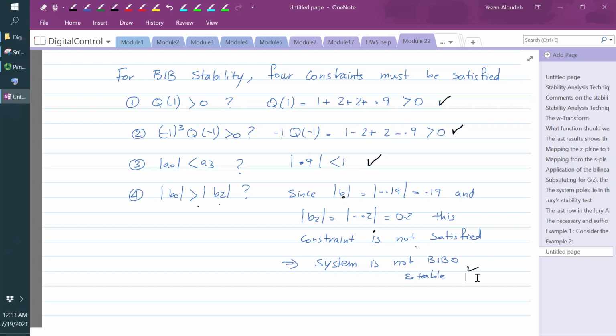Unlike Routh-Hurwitz, where, if you remember, we can tell how many poles are in the right half plane by looking at how many sign changes we have in the first column, in the case of the Jury test, it will only tell me whether the system is stable or unstable.